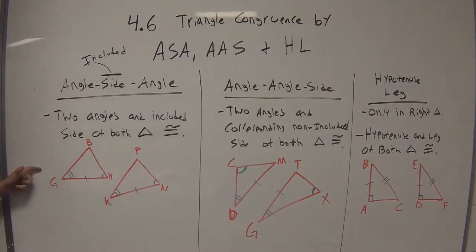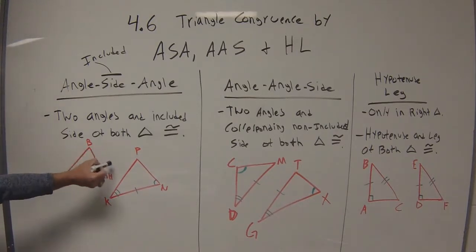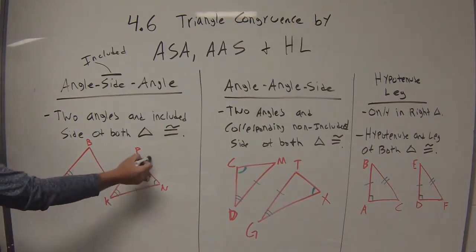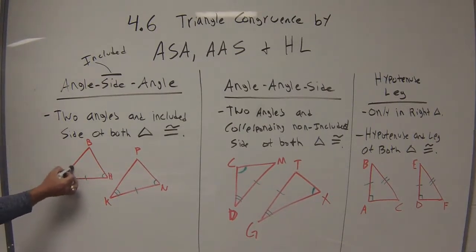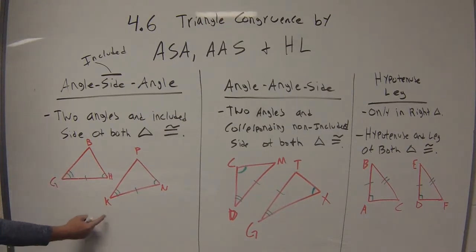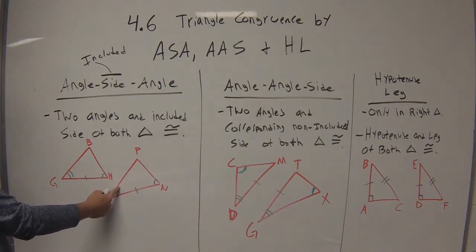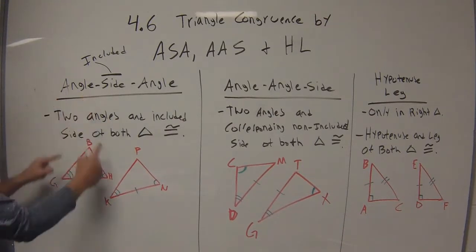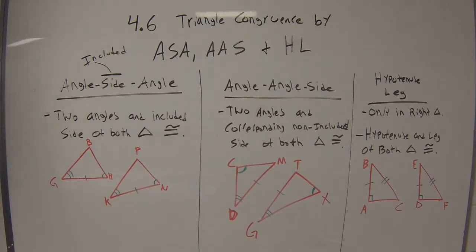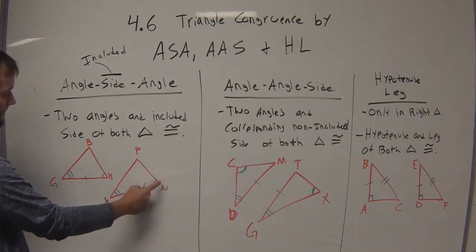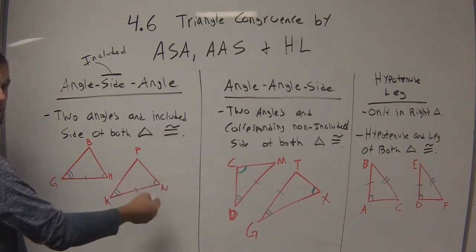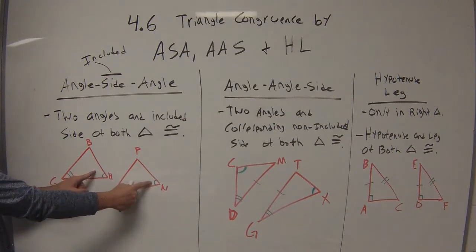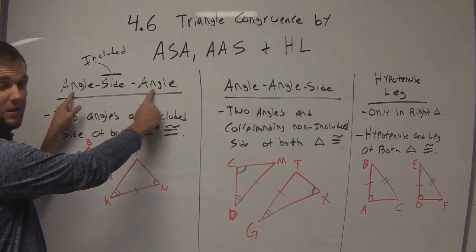So for example, let's look at this. We have triangle GBH and we have triangle KPN right here. What I want you to notice here is on angle G, we have two green arcs, and over here in K, we have two green arcs. So right now we have one angle that is congruent to each other. Now let's go over here to the right. On H, I have one arc. On N, I have one arc. So those two angles are congruent. So I have my two angles that are congruent.